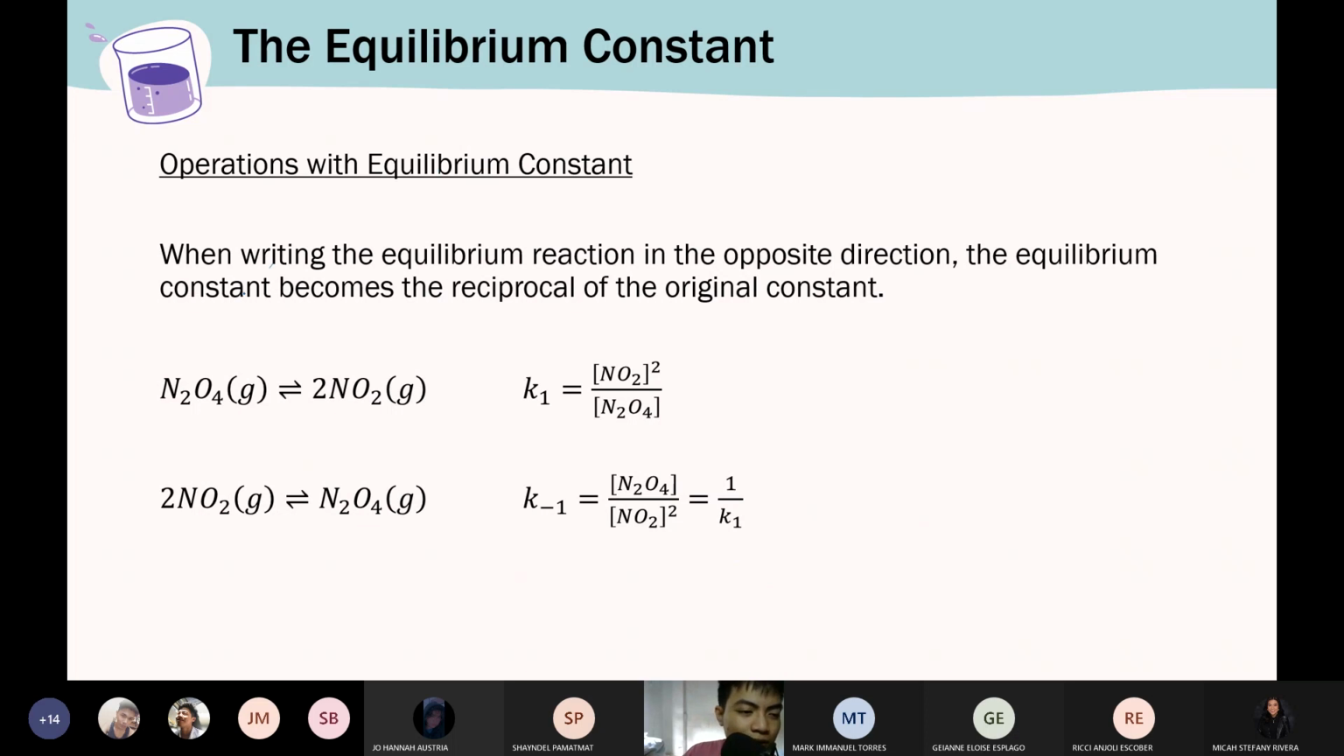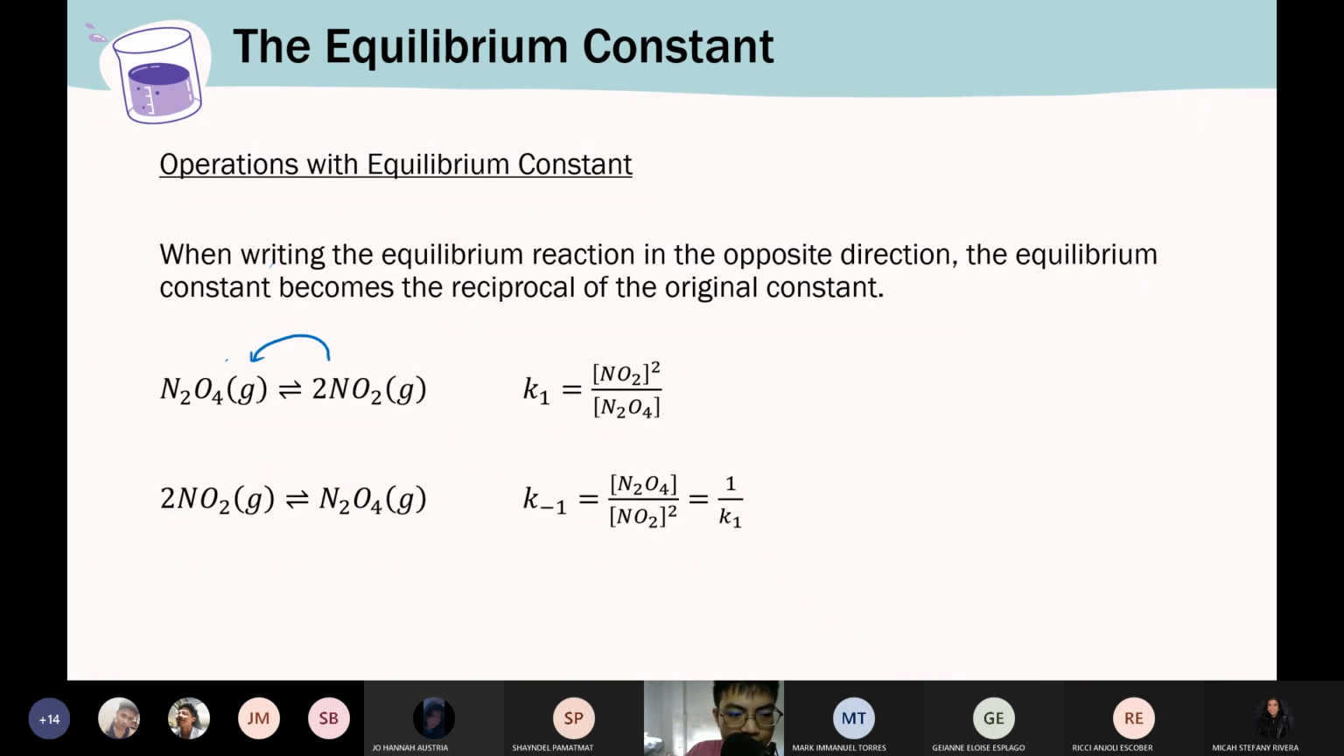For example, here, N2O4 is here, and NO2 is on the product side. So you write your equilibrium constant as NO2 squared divided by N2O4, products over reactants. But what if you swap them?